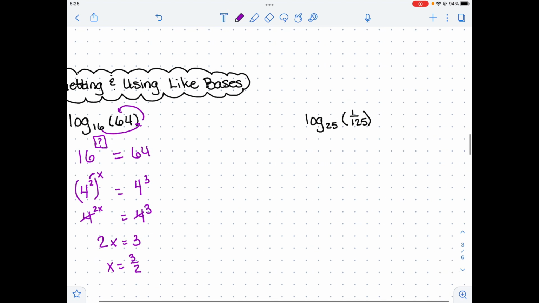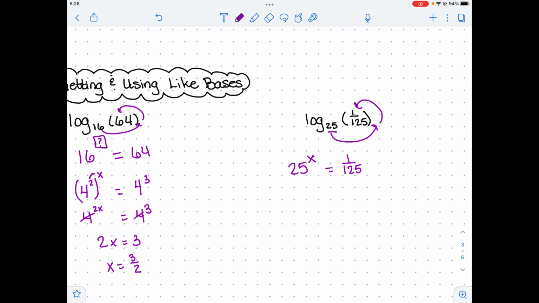All right, let's try one more. Now this one has a fraction in it, same process. So we start with our around the world, our base raised to something equals what's in the parentheses there. They don't always use parentheses, but we have 25 raised to something, we'll call that something x, is equal to 1 over 125. So if 25 raised to something gives us 1 over 125, we know that we're going to get a negative exponent of some sort. So we can rewrite these with like bases.